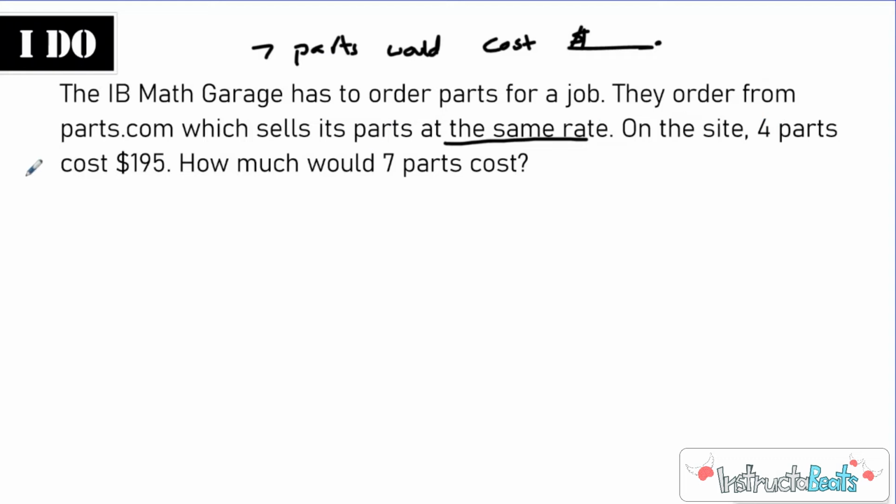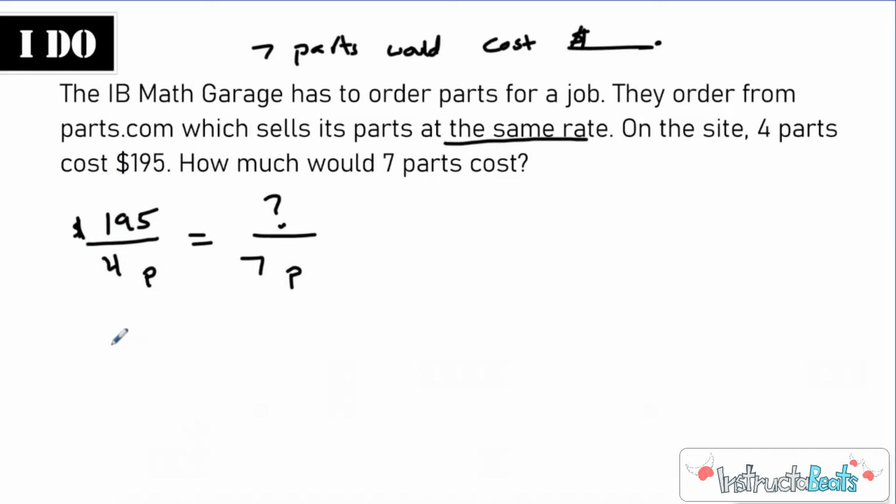So again, the important part is that we're assuming the same rate. On the site, 4 parts cost $195. So I'm going to keep my dollars over my unit. So I have $195 over 4 parts, and this is assuming the same rate. How much would 7 parts cost? I don't see a friendly relationship between the two scale factors. 4 turning to 7, I don't know how to do that very easily. I don't necessarily see one between 195 and 4.